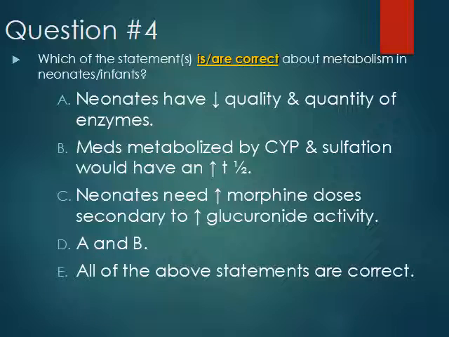Okay, so our next question is going to be regarding metabolism in neonates and infants. Neonates would have a decreased quality and quantity of enzymes. Medications metabolized by CYP P450 enzymes and sulfation would have an increased half-life. Neonates need increased morphine doses secondary to increased glucuronide activity. A and B, or all of the above statements, are correct.